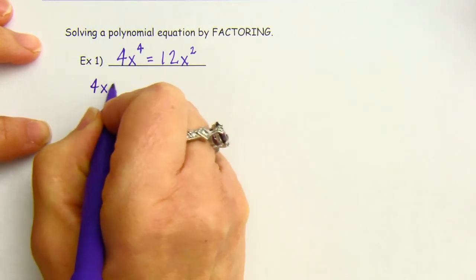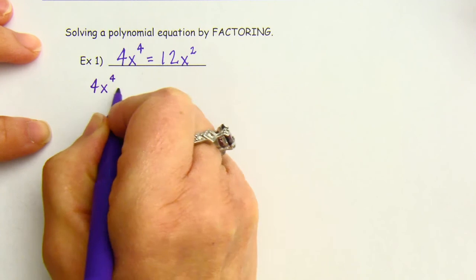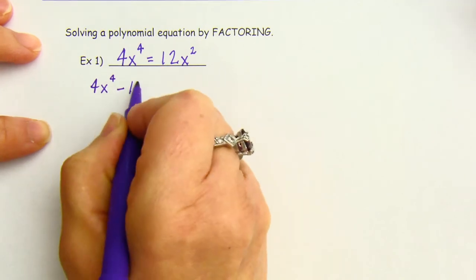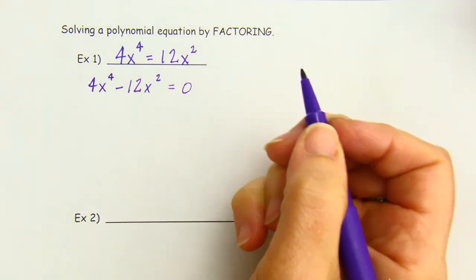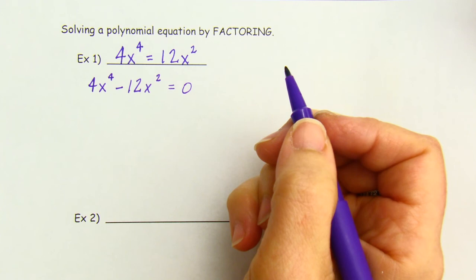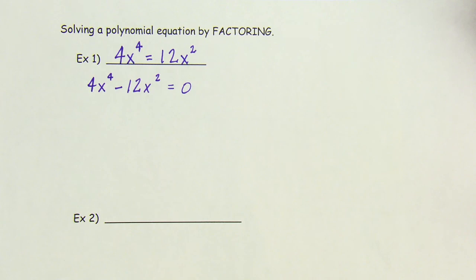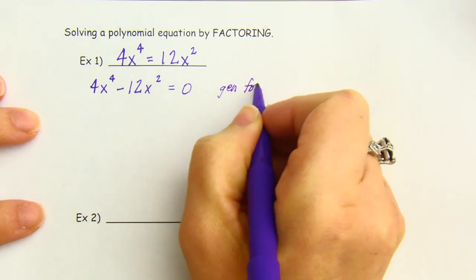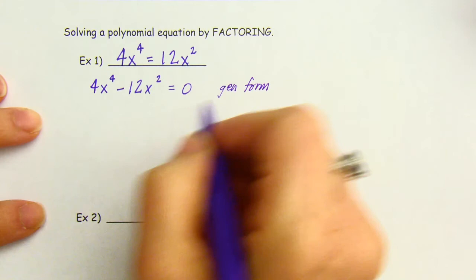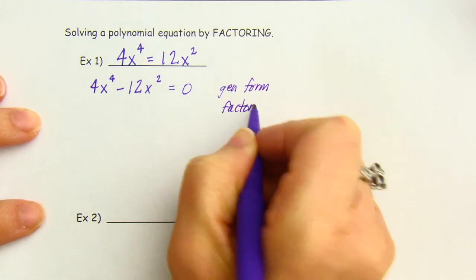4x to the 4th subtract 12x squared equals 0. All right, what type of factoring is this? Many times students lose sight of this type of factoring. This is GCF. Okay, so first thing we did here was put it in general form. Next thing we do is we're going to factor, and this is GCF factoring.